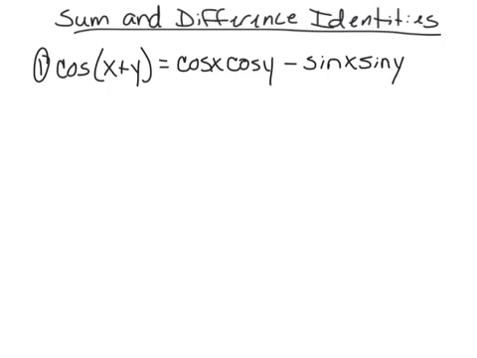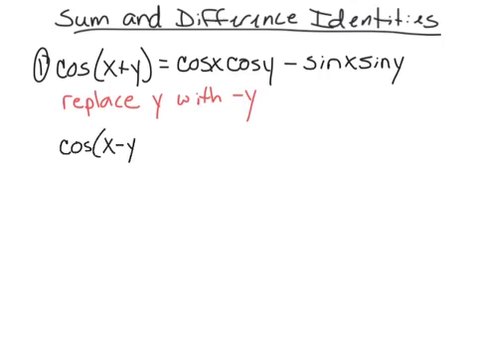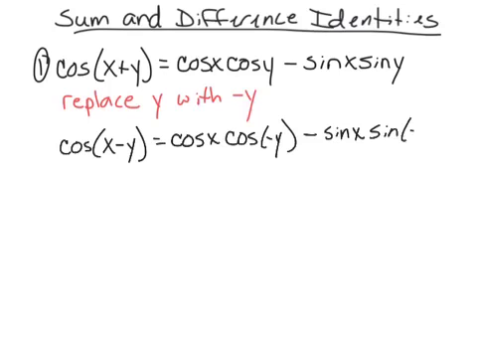So the first thing I'm going to do, because we want to get to cosine of x minus y, is replace the positive y with a negative y. By doing that, that lets me create a difference identity. So here's what it looks like now. The cosine of x minus y, because subtraction is the same as plus negative, is equal to the cosine of x, and all I'm doing is replacing y with negative y in my original identity, sine of x and sine of negative y.